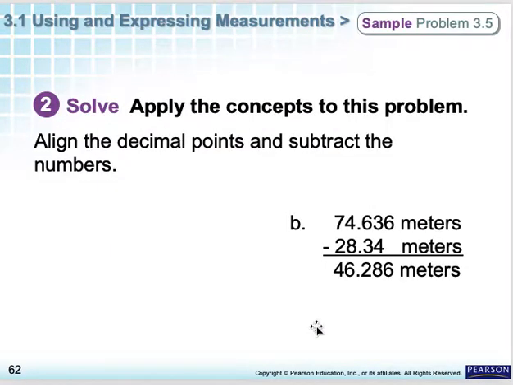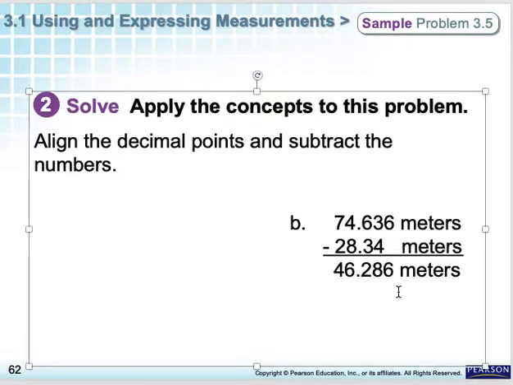When I'm doing my subtraction, now we have numbers in the ones place, the tenths place, the hundredths place. But the thousands place, I do not have a number in my bottom number, so I have to report only to the 8. And the 6 is going to tell me to round up, so this would be 46.29.